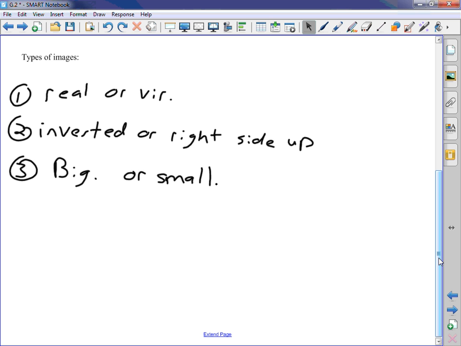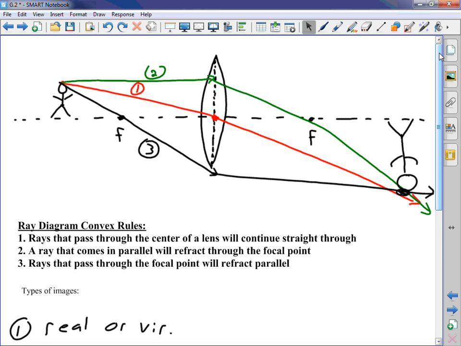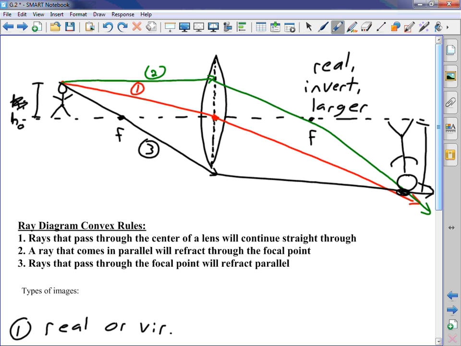So whenever I'm trying to describe an image, like up here, I'd follow my rules, and then I'd be able to say, okay, this image is real. This image is inverted, and this image is larger, magnified. Now, let me talk about the inverted part, upside down, obviously, and the larger part, I mean, look at the heights here. Let's use HO for height of object, and HI for height of image. I mean, look at the difference in the heights. I mean, obviously it's bigger, and obviously it's upside down.